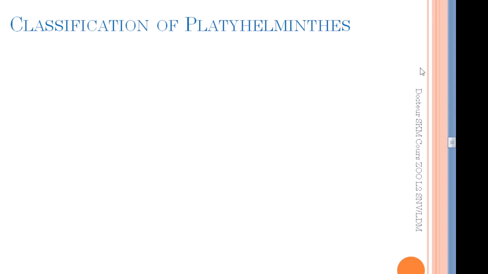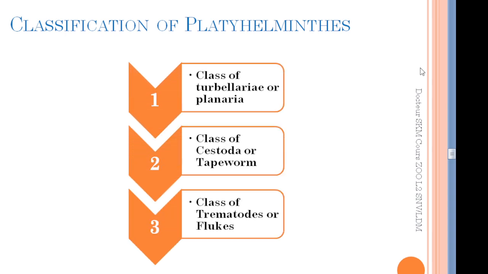So let's talk about their classification. As I said, platyhelminths are represented by three classes. The first class is the class of Turbellaria or Planaria. The second class is the class of Cestoda or tapeworms, and the third class is the class of Trematodes or flukes.